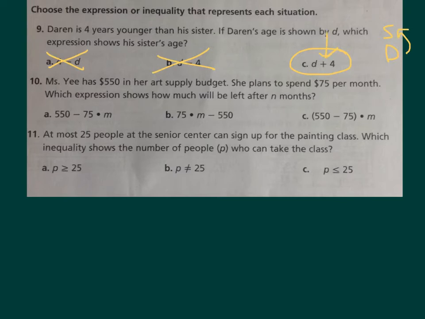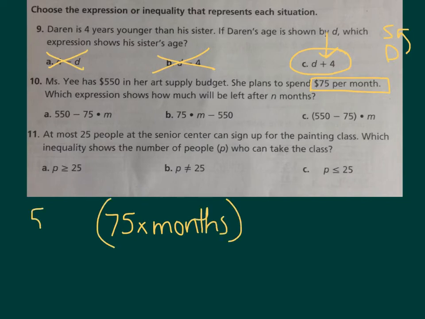Number 10 says, Ms. Yee has $550 in her art supply budget. She plans to spend $75 per month. Which expression shows how much will be left after N months? Now they switch the N months to M months, but what we need to do is take $75 per month. So that's 75 times the number of months that she has, and that we are going to subtract from her total budget of $550.